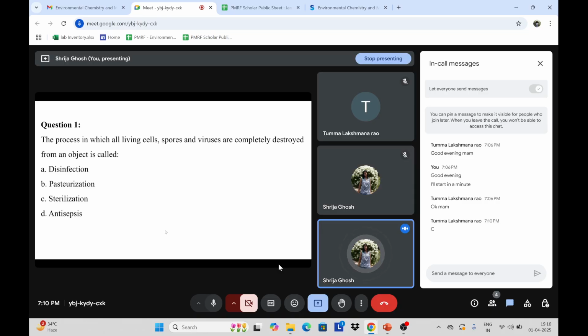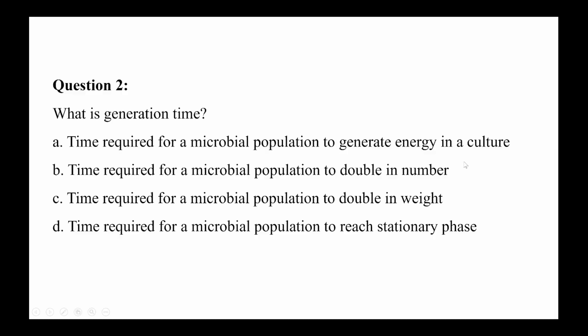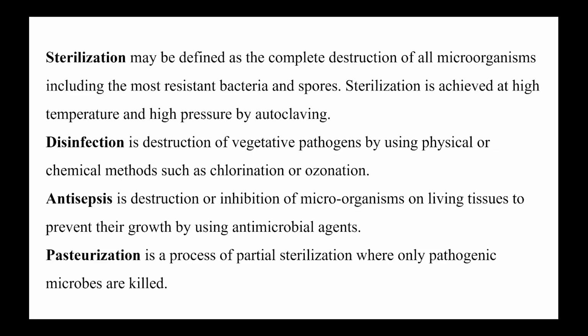Yes, so you have written option C, that is sterilization. That is the correct answer. So all these options are different methods of removing microorganisms. Disinfection is a process where destruction of vegetative pathogens is done by using physical or chemical methods such as chlorination, ozonation.